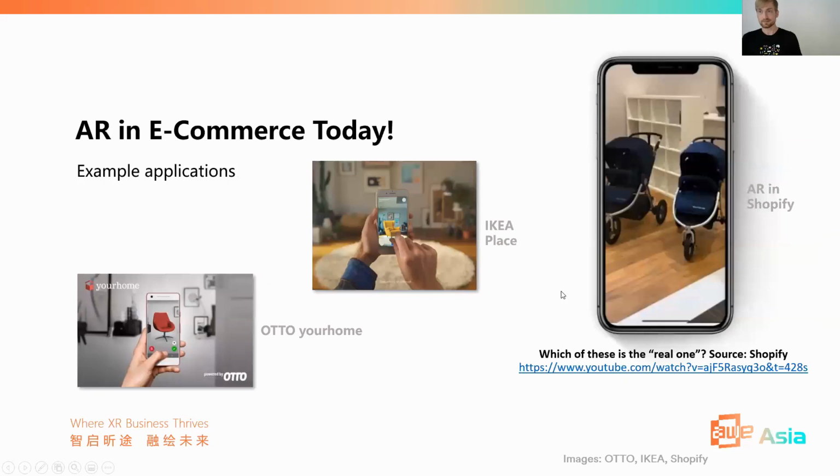So let's look at what 3D commerce actually means today, and specifically, since we're at AWE, where can we find AR in e-commerce today? So here are some example applications. You can see on the left-hand side and in the middle applications by Otto Group and by IKEA, where you can place furniture virtually inside your home.